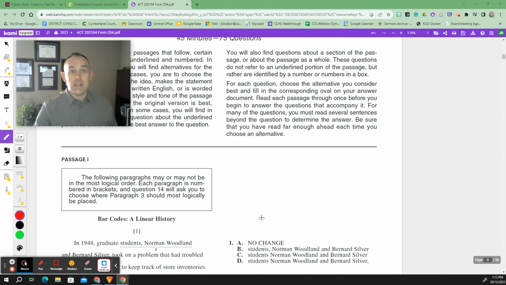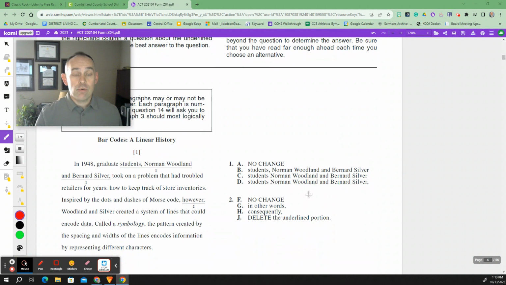And if you'll notice in the format of the questions, you have 4 choices, and generally, unless you've got a question like 14 and 15 at the end of a passage, it's going to have no change as an answer. And so, statistically speaking, if each of those choices has an equal likelihood of being the correct answer, that means no change is the correct answer roughly 25% of the time. 1 out of 4 times, it's going to be no change.